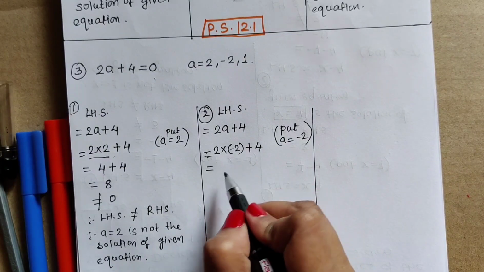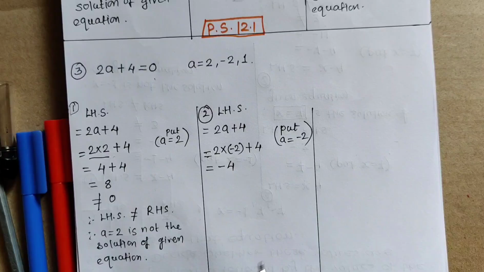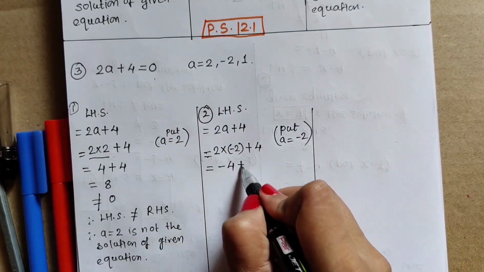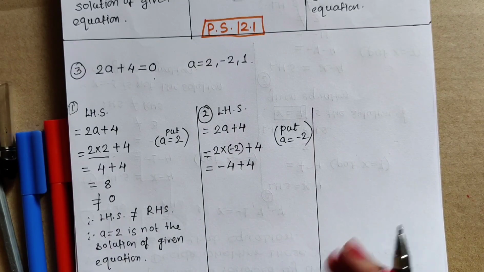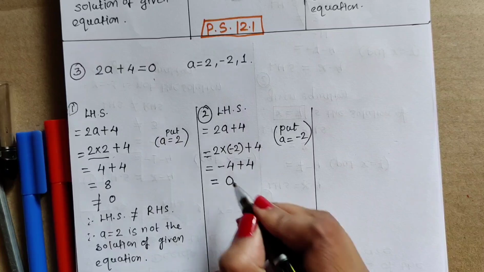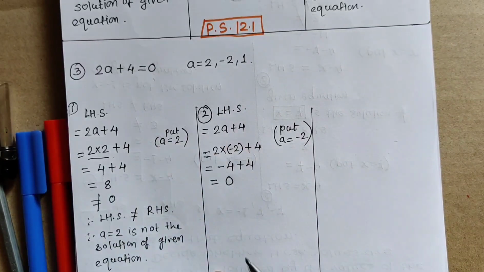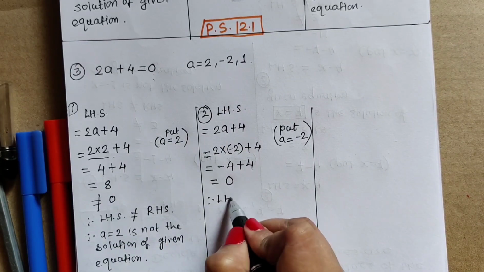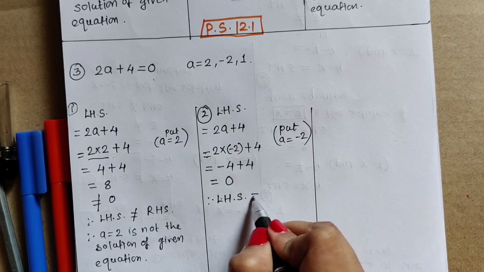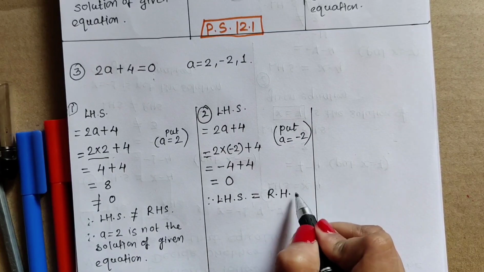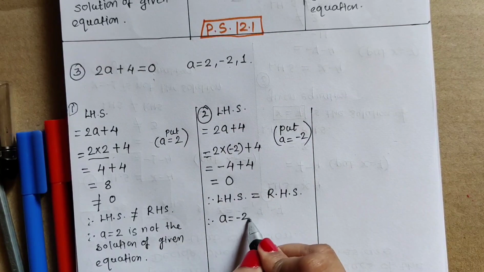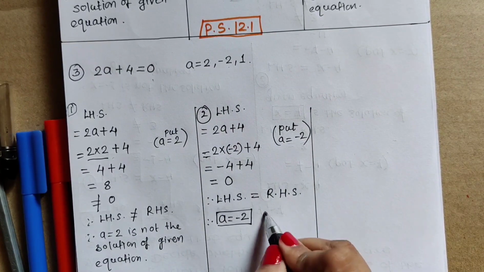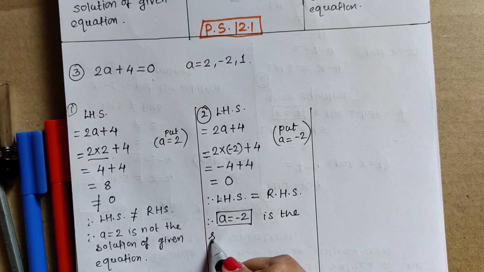Now 2 into minus 2, what will be the answer? Minus 4, because plus minus sign should be minus, and 2 twos are 4. And this plus 4. Minus 4 plus 4, the answer will be 0. And this is the right hand side of our equation. Therefore left hand side is equal to right hand side, and therefore this second value, a is equal to minus 2, is the solution of the given equation.